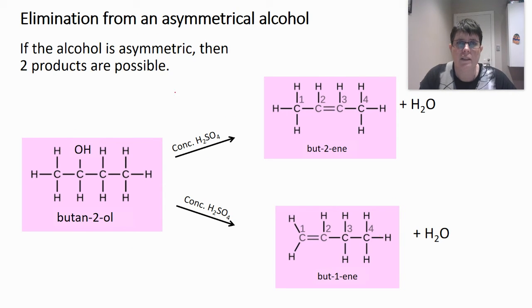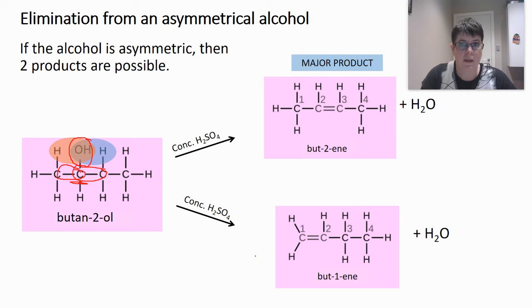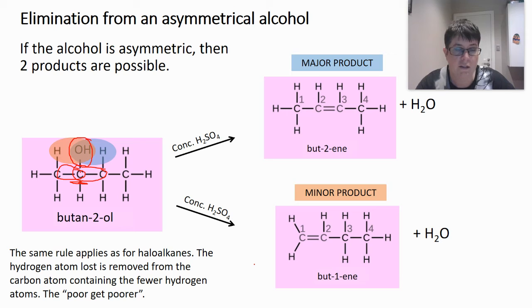Now, if that alcohol is an asymmetric molecule, then there are two possible products from this elimination reaction. In this example, we've got butanol. We're going to look at these two carbons here, and these two carbons here. They are next to the carbon that has the hydroxyl group on it. So that one makes the major product, and this combination makes the minor product, but-1-ene. The same rule applies as for haloalkanes that undergo elimination reactions. The hydrogen atom lost is removed from the carbon atom containing the fewer hydrogen atoms. We remember it by the poor get poorer, but we need to explain it with a sentence, not just the poor get poorer. Okay, so the major product is but-2-ene.